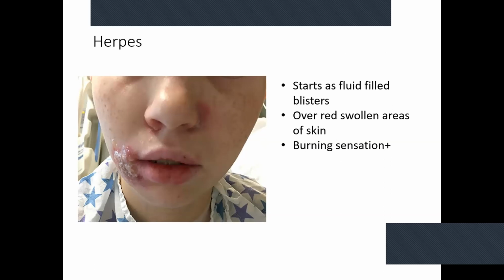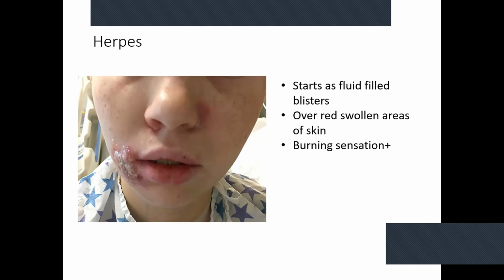Looking at herpes, herpes also is one of the differentials, where it starts like fluid-filled blisters, and then it will have a base of red swollen skin. Burning sensation and pain will be more pronounced in a herpes infection.